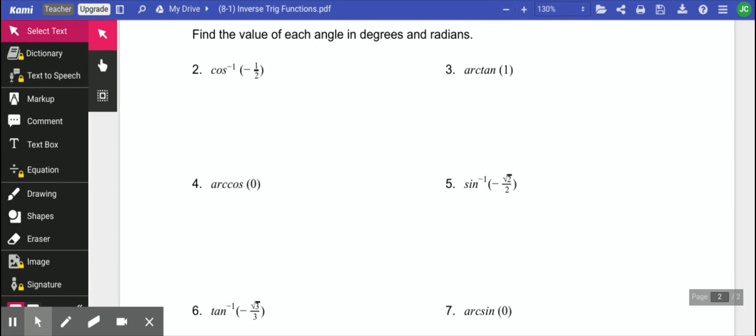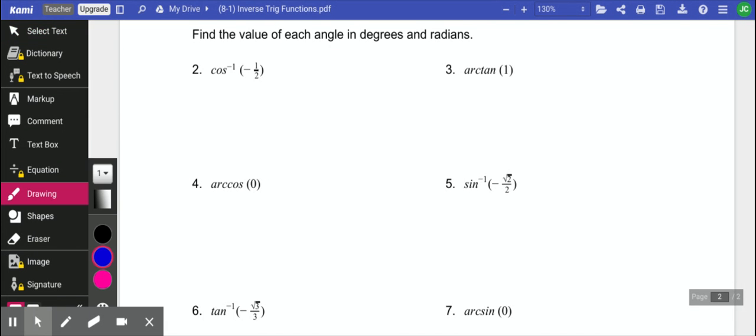So let's start with number 3. I like number 3 the best. We're going to go with that. Okay. So we want to find the value of each angle in degrees and radians, and we want to find the exact value. Okay, so we're going to do this by drawing triangles.